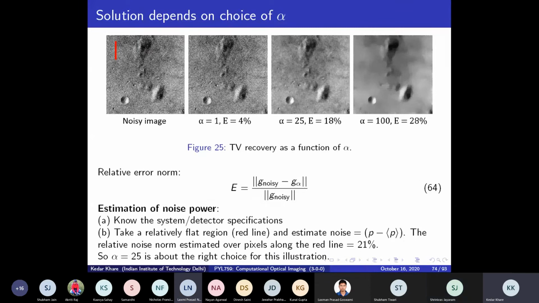Sir, as you have in the flat region, you have estimated noise to be p minus mean of p. If we go to a region that is not so flat, how do we estimate noise? Is this the same or different? No, then there will be some structure in the function itself, isn't it?